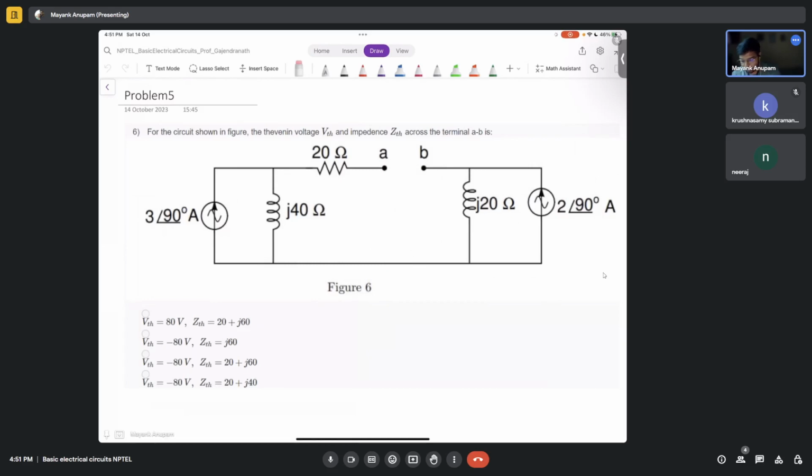Okay, so another question here. For the circuit shown in the figure, the Thevenin voltage VTH and the impedance ZTH across the terminals A and B is? You have to find out Thevenin's impedance here. How do you find Thevenin's impedance and Thevenin's voltage? Open circuiting all the current sources.